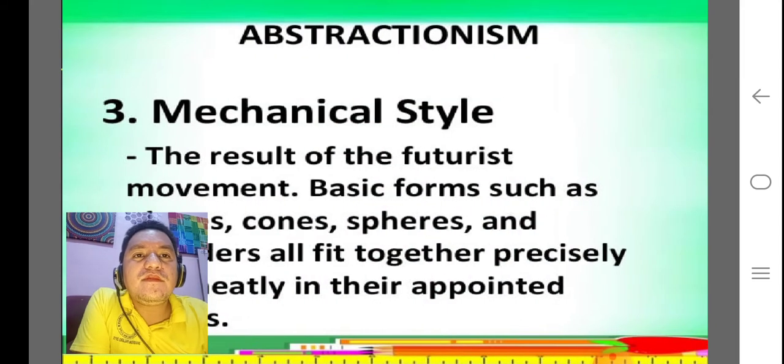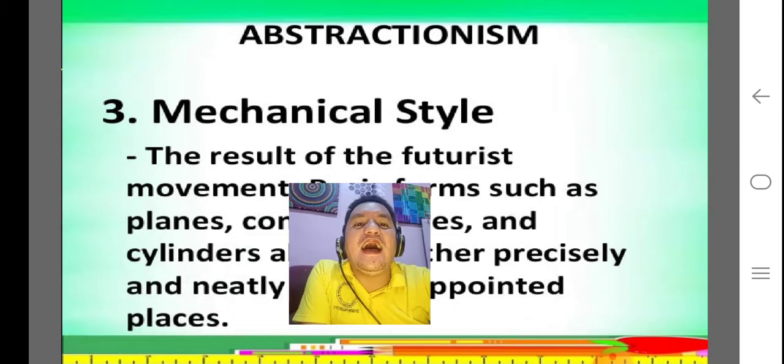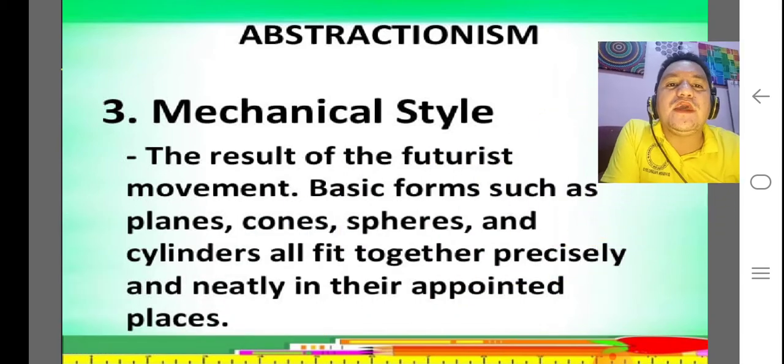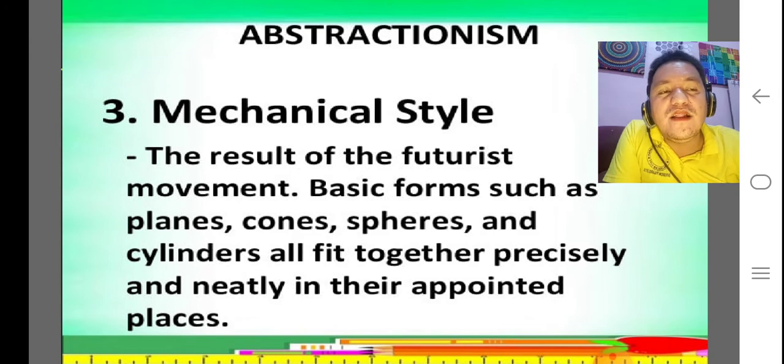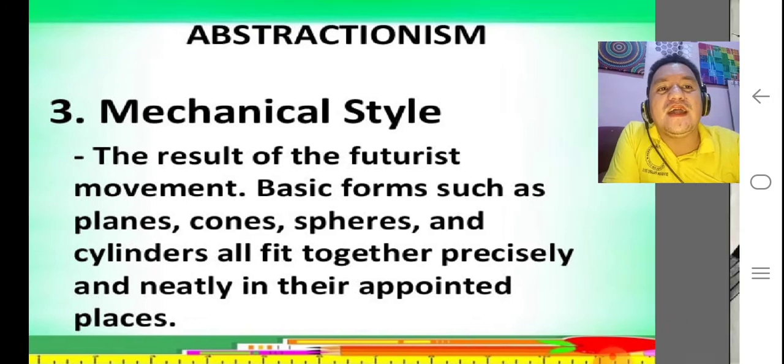Okay? Next is the abstractionism or the mechanical style, the result of the futurist movement, basic forms such as planes, cones, spheres, and cylinders. Meaning to say it has something to do with different shapes. Okay? So let's now take a look on the example of this mechanical style.